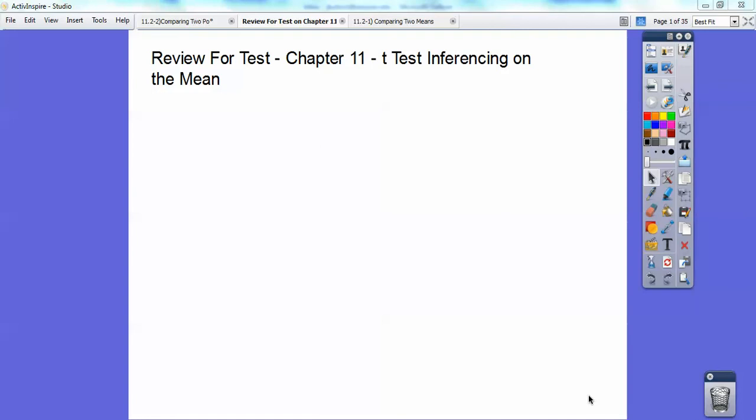Hey folks, CeeLo Green here, and this statistics lesson is a review for your test on Chapter 11, which is on t-test inferencing for the mean, okay? So let's go ahead and get started with this, you guys.